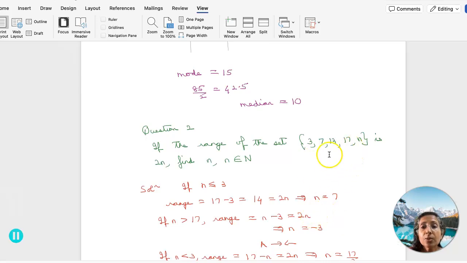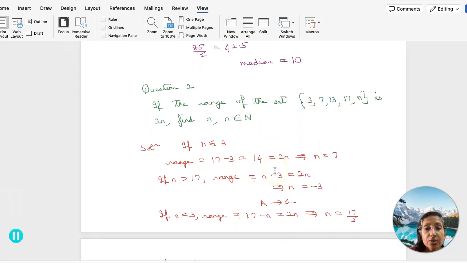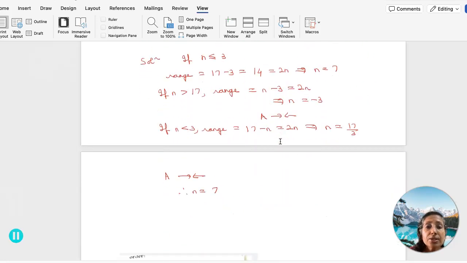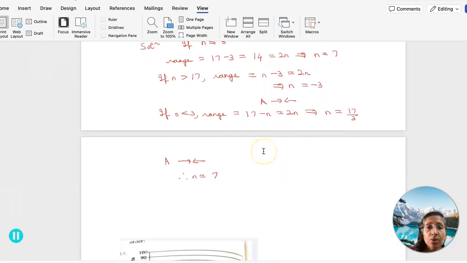Keep in mind that range is the biggest number minus the smallest number. So n minus 3 equal to 2n gives n equal to minus 3, which is not possible because n is a natural number. If n is less than 3, the smallest number is n, so the range is 17 minus n, which is 2n. So n is 17 by 3, which is again not possible because n is a natural number. So your n is 7. That's the only possible value.